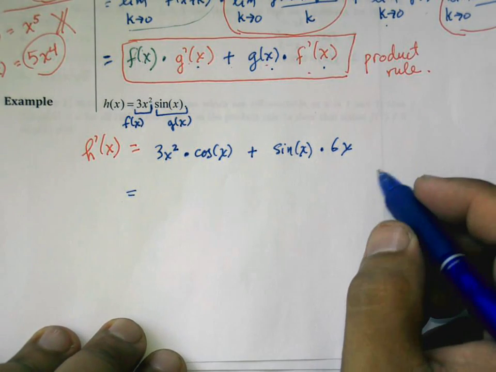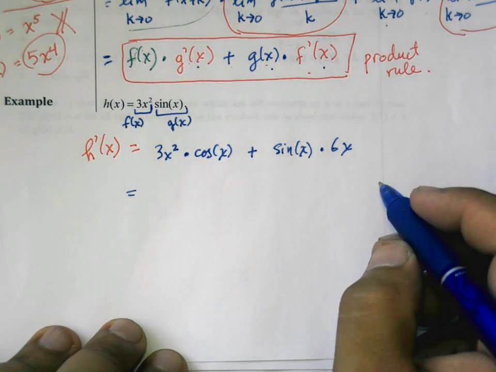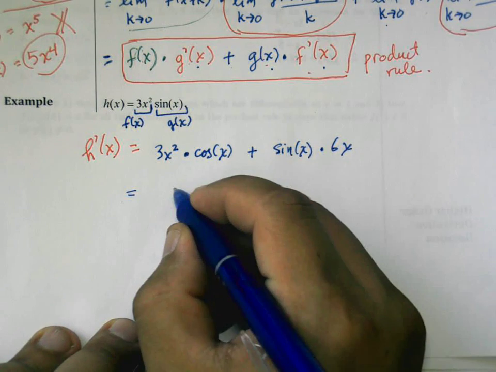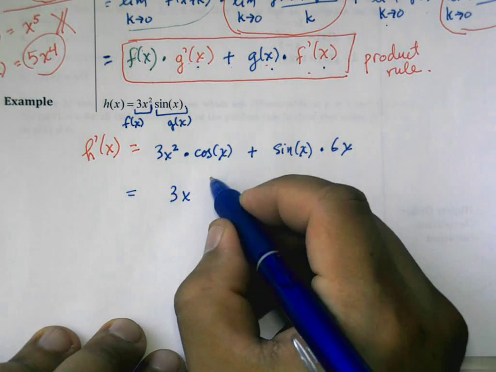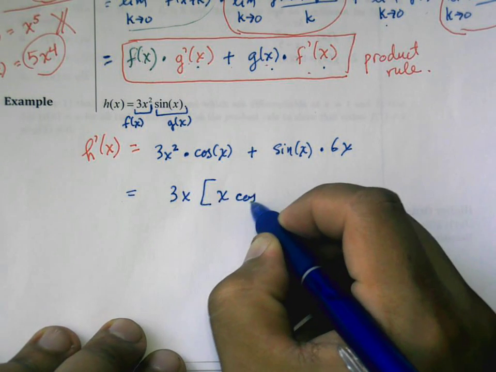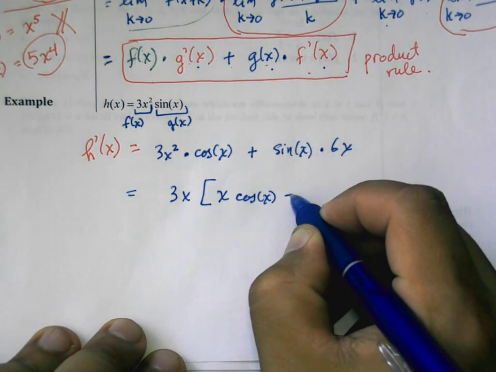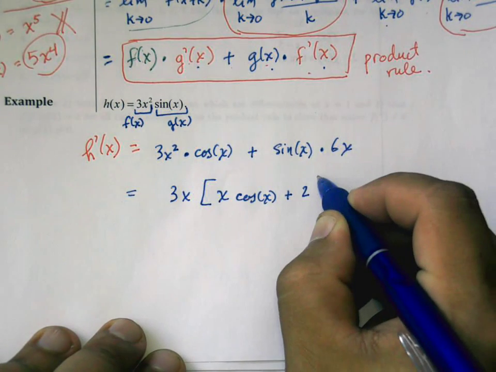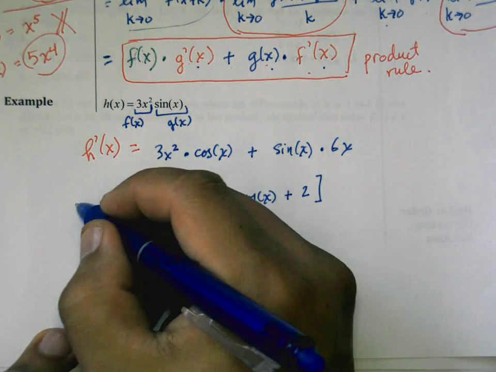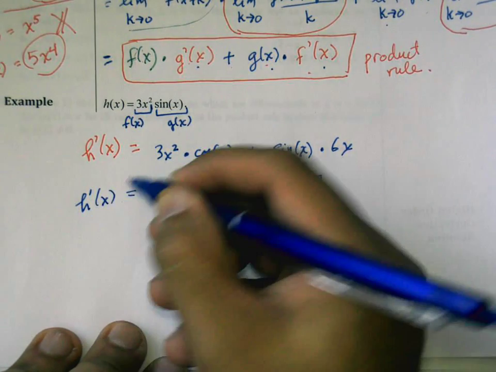In a lot of textbooks and especially on some exams, you'll be asked to continue factoring as much as possible. So we can factor out a 3x in this case, and that will leave us with x cosine x plus 2. So that is the derivative of 3x squared times the cosine of x.